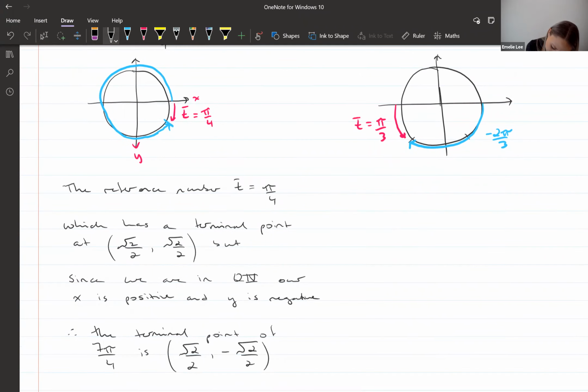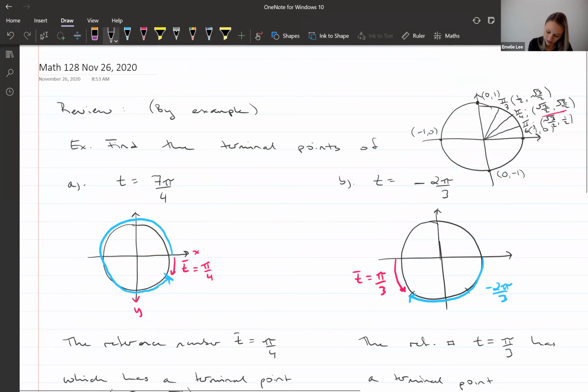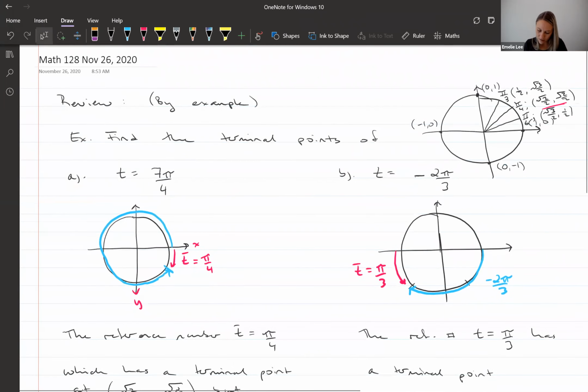So, again, the reference number t equals pi over 3 has a terminal point at pi over 3. If you remember it, that's great. If not, you can refer to this little sketch that we have. It's at 1/2, root 3 over 2.